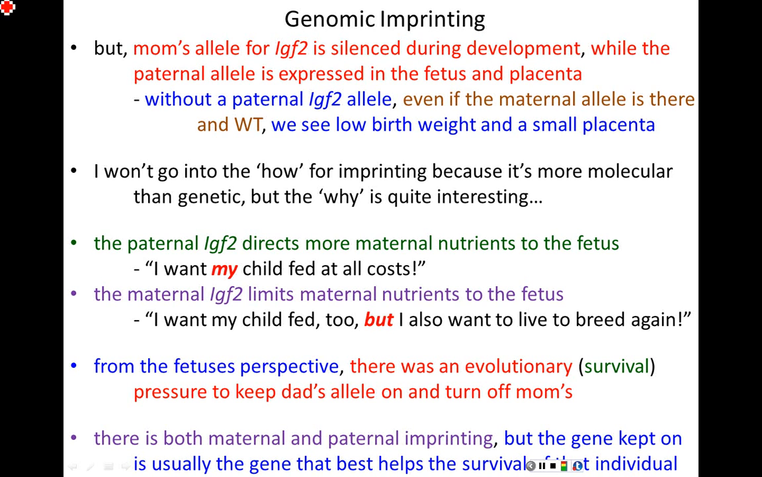There's paternal imprinting and maternal imprinting, so you can imprint from either parent. Sometimes the maternal gene is the only gene that's expressed. The maternal allele is the only allele that's expressed. But the idea of a gene being kept on from a particular parent and not the other parent, that is genomic imprinting. And without fail, of course, the allele that's kept on is usually the allele that best helps the survival of the individual keeping that allele on. It's every man for himself out there.